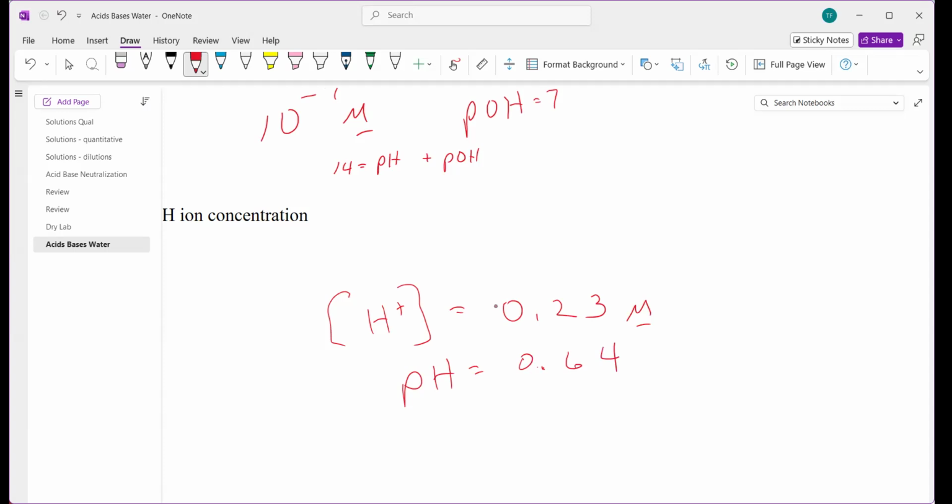Also, pH and pOH don't have units, which is rare in science and engineering. Most of the time, all numbers have units. pH is one of them that does not. Okay, using your calculators, make sure you can end up with 0.64.